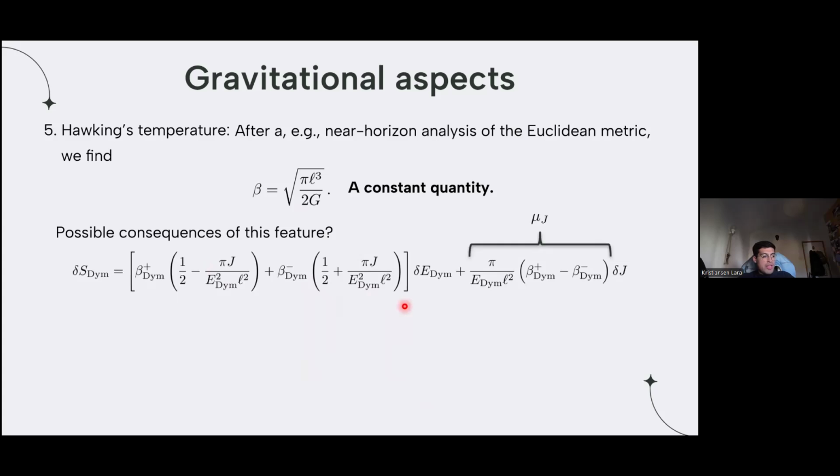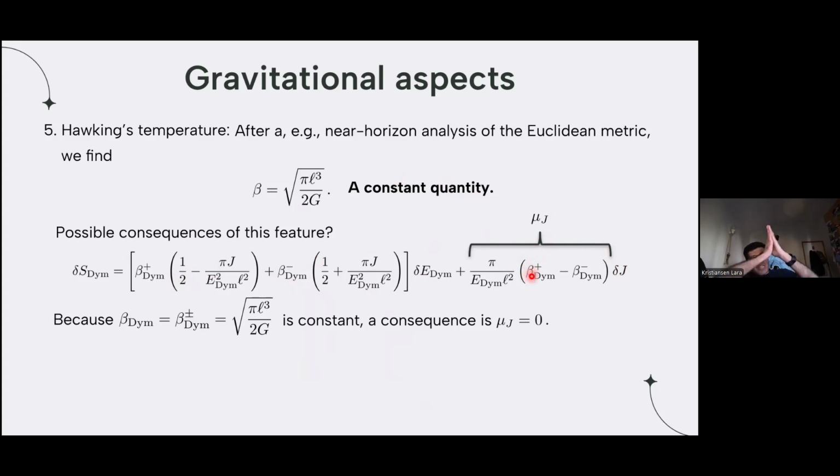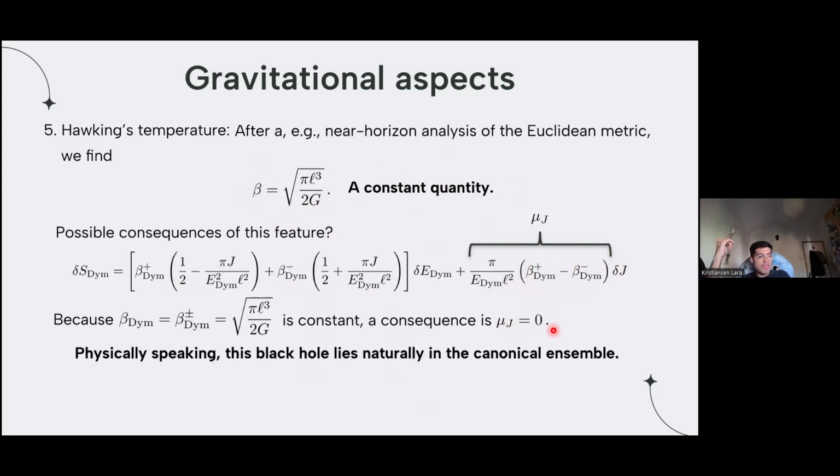And notice that this is the chemical potential associated to the angular momenta of the DIM system. Notice the following, which is very important: remember that beta DIM of every sector was constant, right? So basically beta plus and beta minus are the same. And that is the reason that Hagedorn behavior will imply that the chemical potential of the angular momenta will vanish for our DIM black hole.